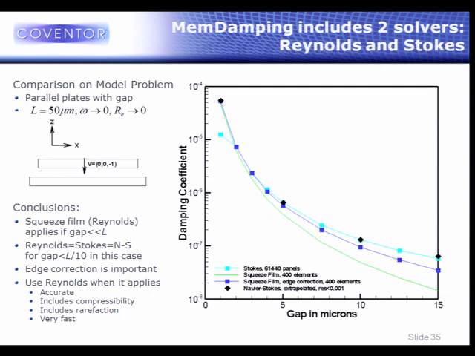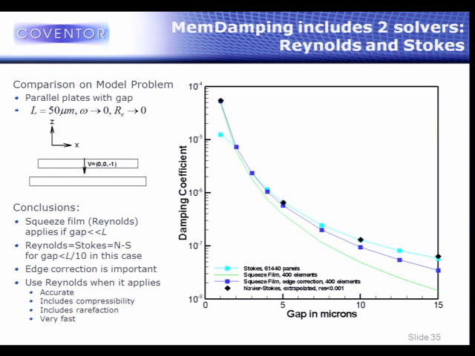MEMS damping really includes two solvers, a Reynolds solver and a Stokes solver. The Reynolds solver, I'll go into a little more detail, but if you take a very simple problem, two plates, the length is 50 microns, and we vary the gap of the plates, we see that for small gaps, the Reynolds and the Stokes solver, as well as a full Navier-Stokes solution, they agree pretty well.